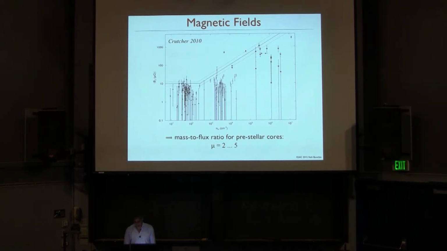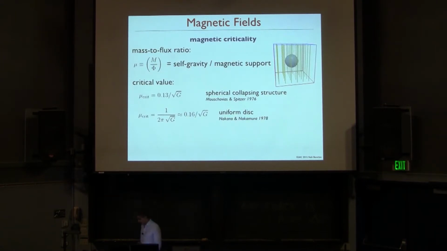So magnetic fields are there. Most of the cores are slightly supercritical. And here's again this idea of what does it mean, supercriticality. It means that essentially the magnetic fields cannot hold up the collapse of a cloud core. And if you would increase the magnetic fields, you wouldn't allow the cloud core to collapse.